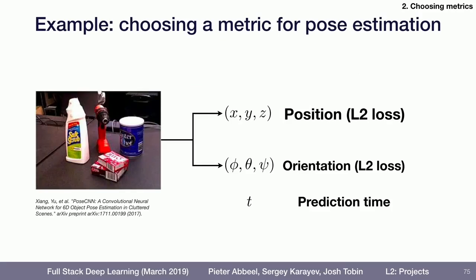Okay, bringing this back to full stack robotics. So how do we choose a metric for pose estimation? And so remember that we need to compute the position error and the orientation error. And then I'm also going to add another wrench in this, which is we might also care about the prediction time.